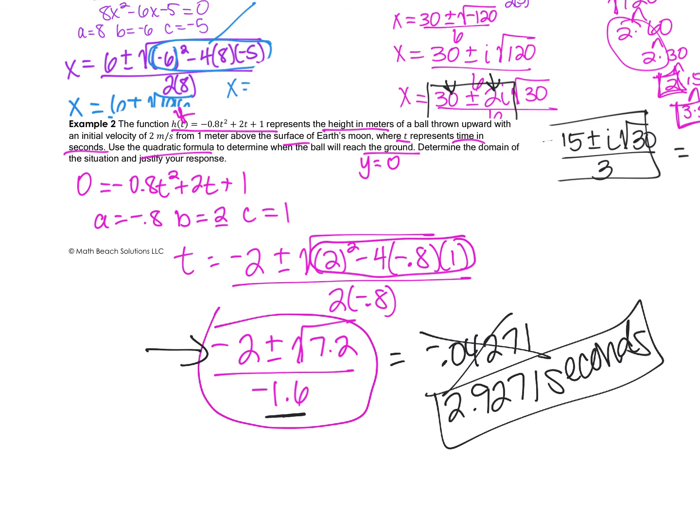Your domain of the situation, domain is your x, which in this case was t, so time in seconds. It started at 0 and it went to 2.9271. You can use interval notation. So that would be your domain of this scenario.